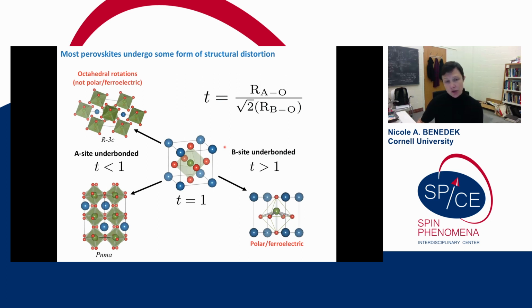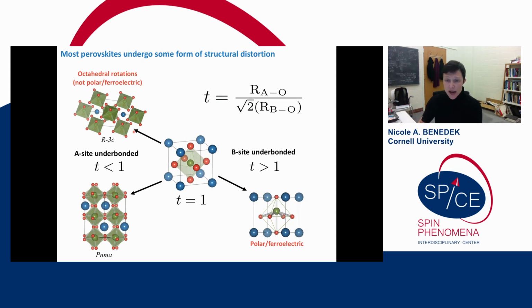When t is less than 1, that means that the A site is underbonded in the cubic structure. So the bonds that the A-site cation makes to the surrounding oxygen atoms are too long, and the material is predicted to undergo a so-called octahedral rotation distortion, which shortens the length of those AO bonds. So these are the two most common space groups adopted by perovskites that undergo this kind of structural distortion. They tend not to be polar or ferroelectric, and I'll say more about them in a little bit.